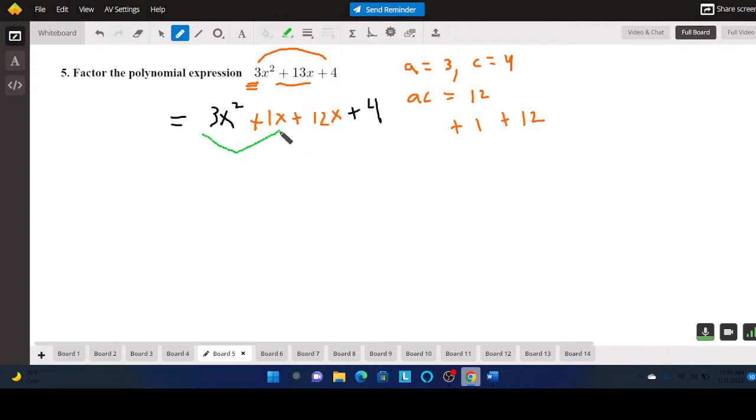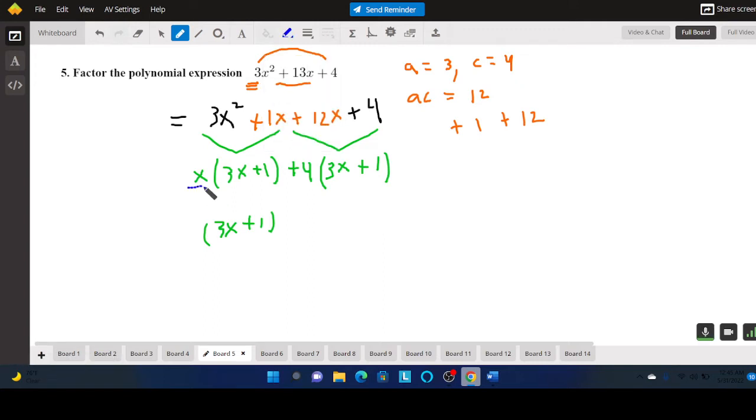Factoring the first 2 terms together, then the final 2 terms together, factoring out the greatest common factor. This has an x, which leaves you with a 3x plus 1. And this has a positive 4, and it will also leave a 3x plus 1. Remember, what's in parentheses should match. So this now factors to 3x plus 1.